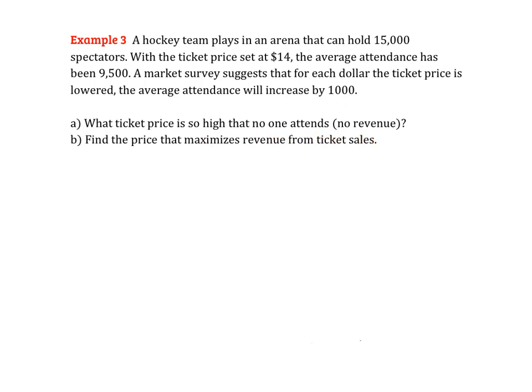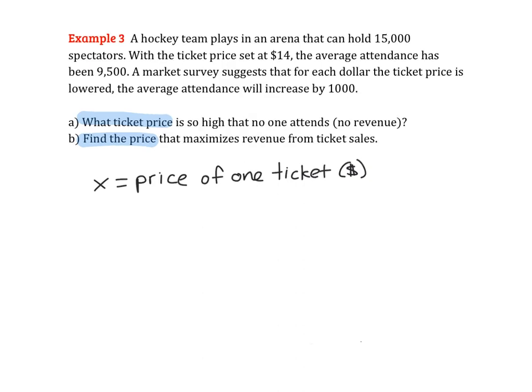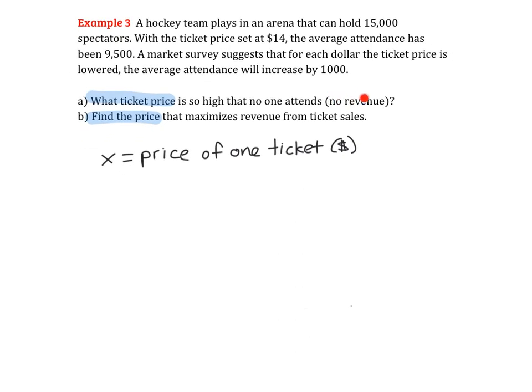So since both questions really ask what ticket price or find the price, when we go to define our variable, we're going to say x equals the price of one ticket. And of course, that's going to be in dollars. So now we need to find a way to model revenue in terms of x, because here they ask for what ticket price is so high that no one attends, which is no revenue, and then they want to know what price maximizes revenue.